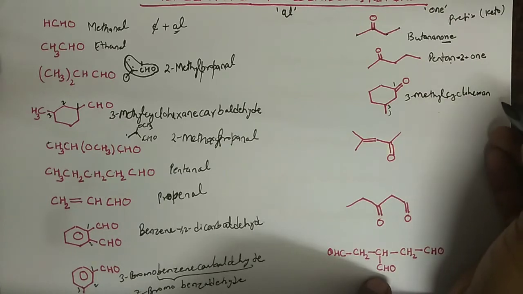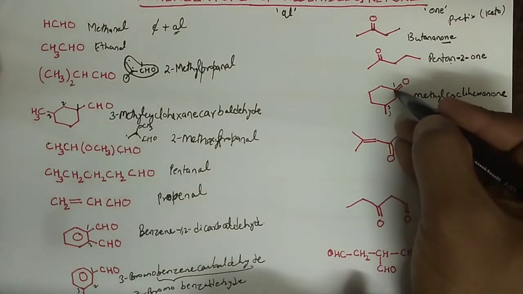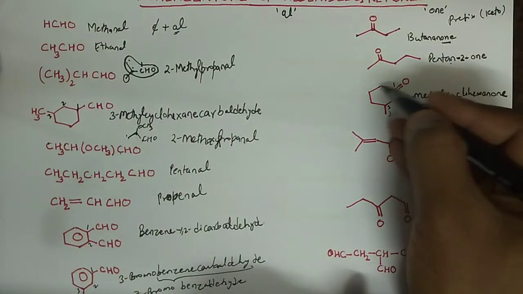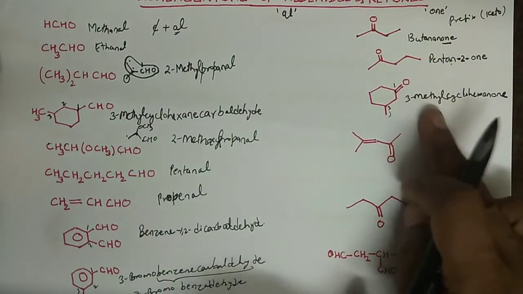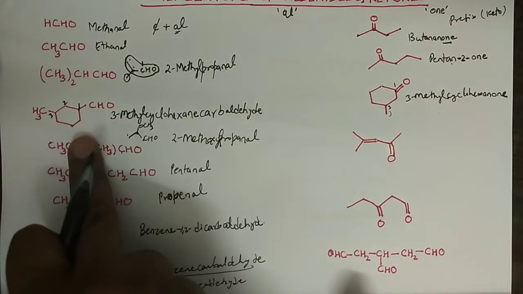Cyclohexane, and this time the group is going to be on carbon 3, not carbon 1, because this carbon, which is the keto group, is also counted in the ring. So 3-methyl cyclohexane, and you can compare this with this example.